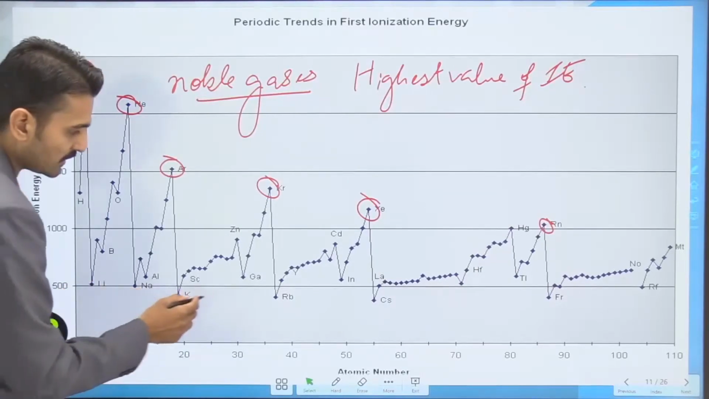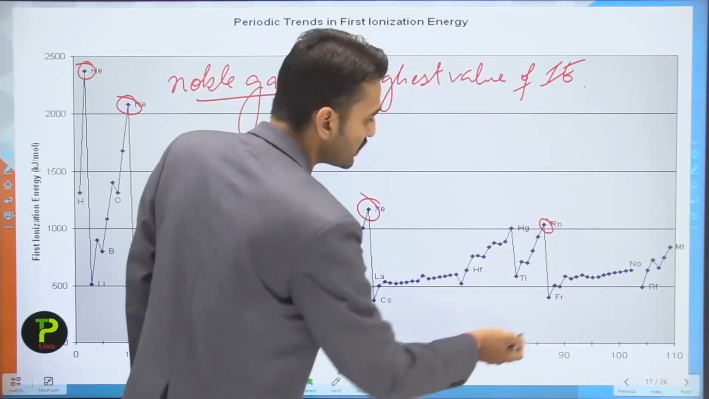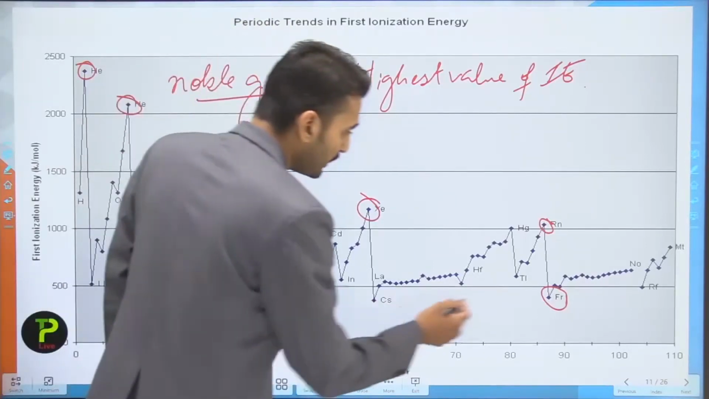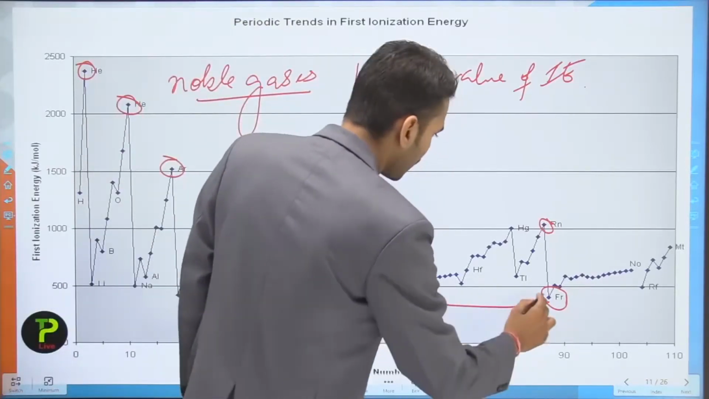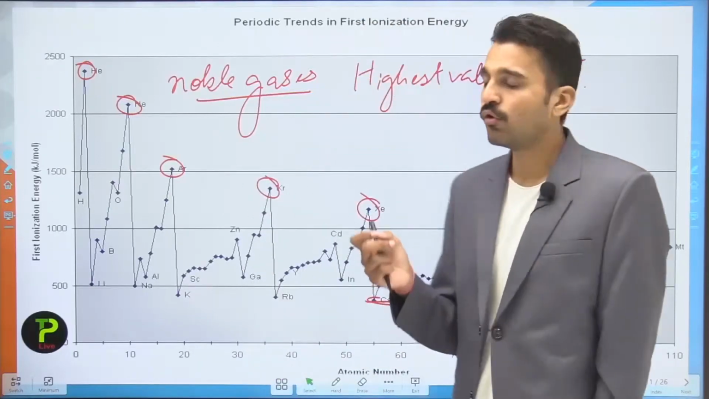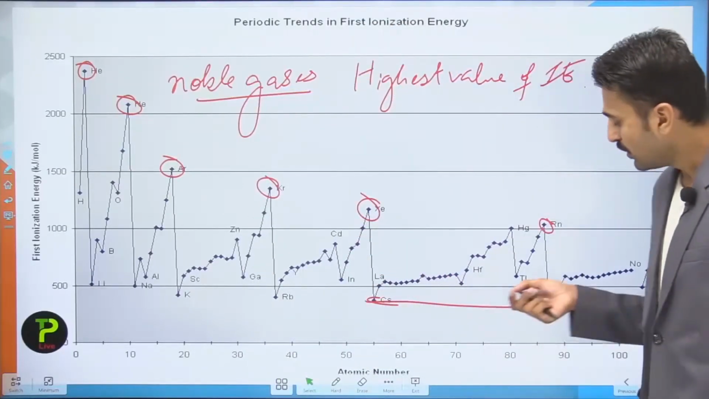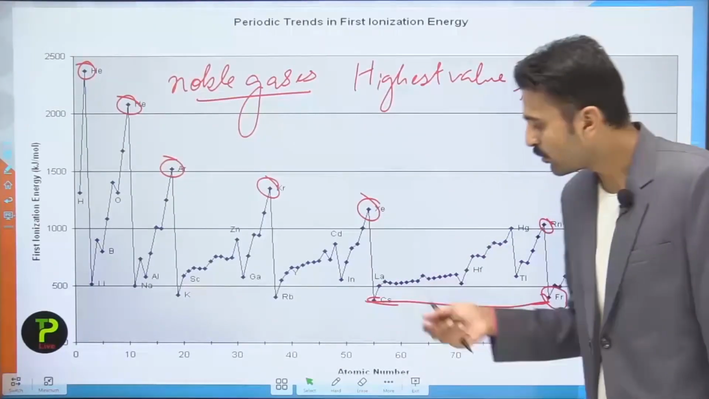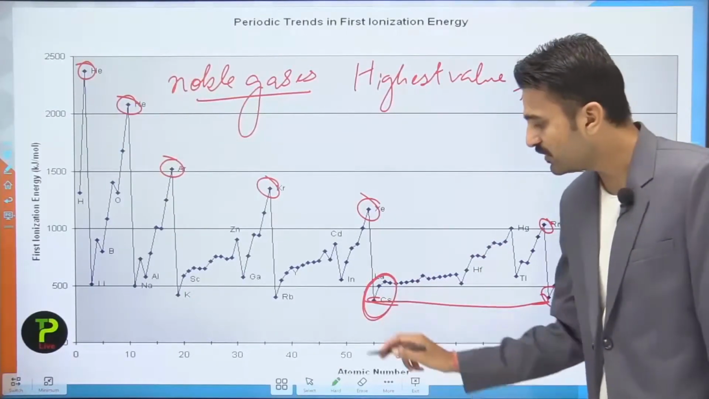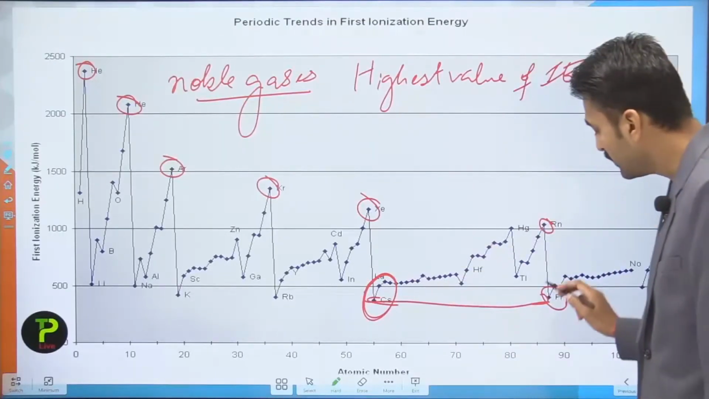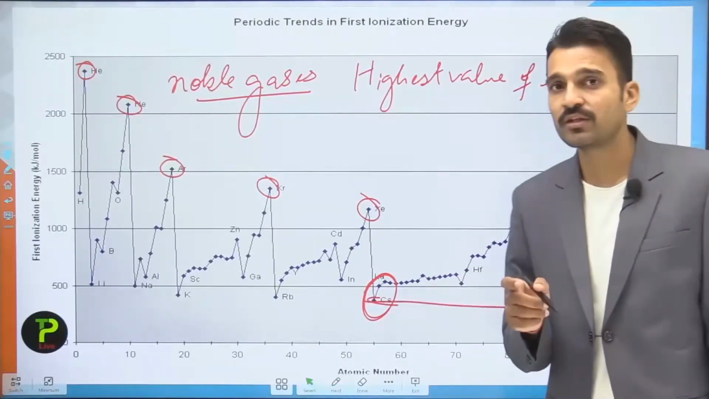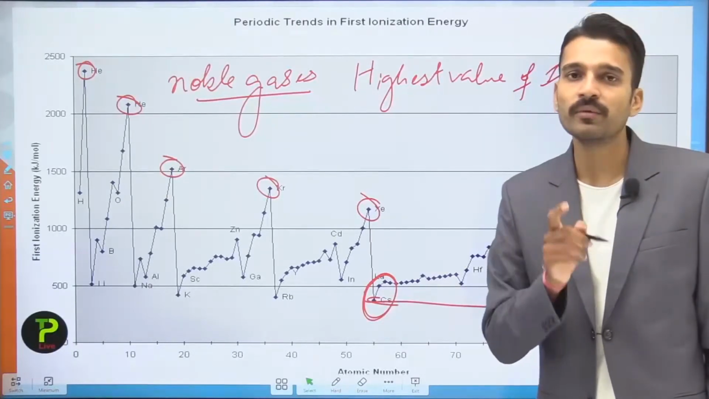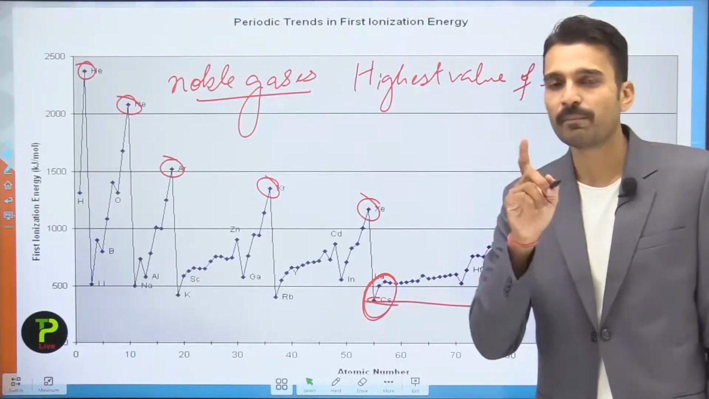You can also see the alkali metals, that is lithium, sodium, potassium, rubidium, cesium and francium. Francium is a radioactive alkali metal. Here you can see that francium and cesium have almost the same ionization value. In the alkali metal group, the lowest ionization energy would be for cesium, but if I talk about francium, then francium would have the least amount of ionization energy in group number 1, the alkali metals.